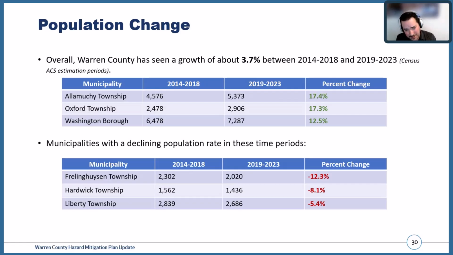And then there are some municipalities that have declining populations: Frelinghuysen, Hardwick, and Liberty. But again, it looks like percent change is around 12% to 5%. But if you look at the numbers, it's roughly between losing 150 people, things like that. So there hasn't been that much declining population in the county as a whole.